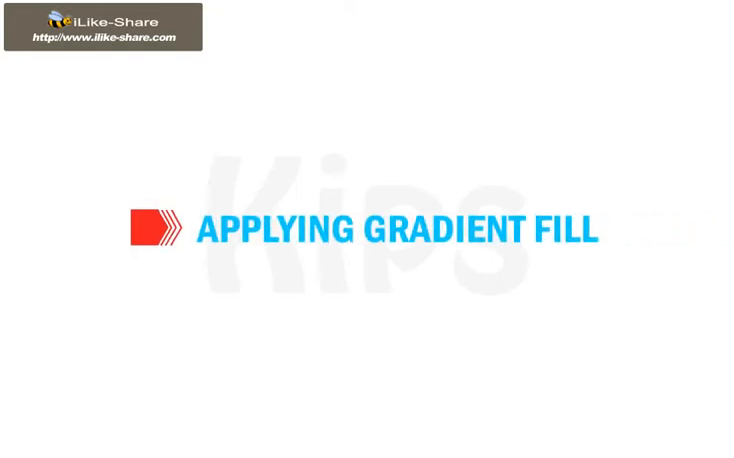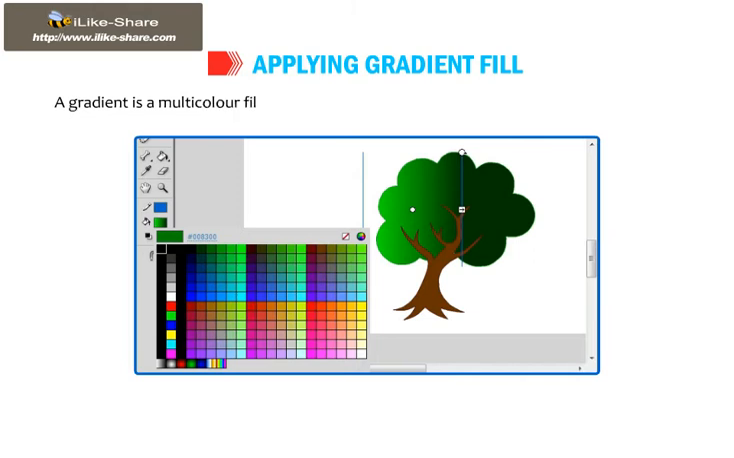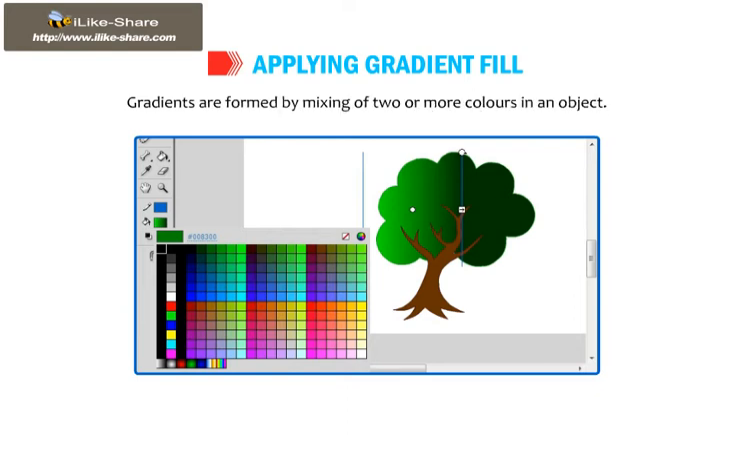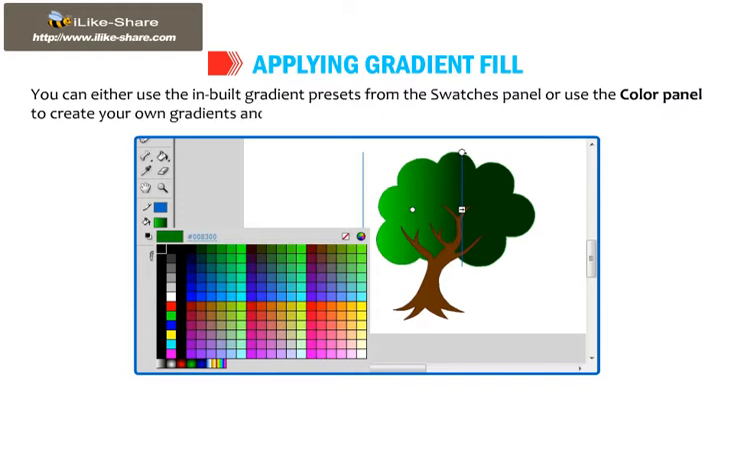Alright, let us understand how to apply gradient fill. A gradient is a multicolor fill in which one color gradually changes into another color. Gradients are formed by mixing of two or more colors in an object. You can either use the inbuilt gradient presets from the swatches panel or use the color panel to create your own gradients and add them to the swatches panel.